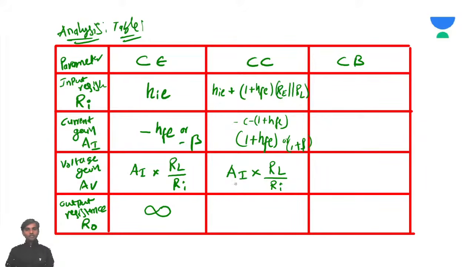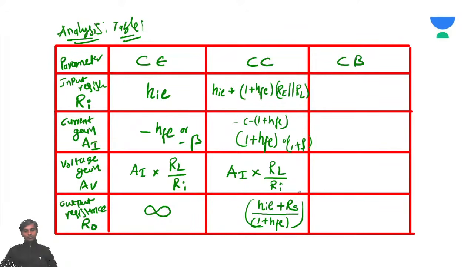So for common collector, what is the output resistance? Sir, output resistance is a bit different. It's going to be HIE, the input resistance, by 1 plus HFE. See what I'm writing. It will be 1 plus HFE. That is not sufficient, but you need to consider the source resistance RS also.